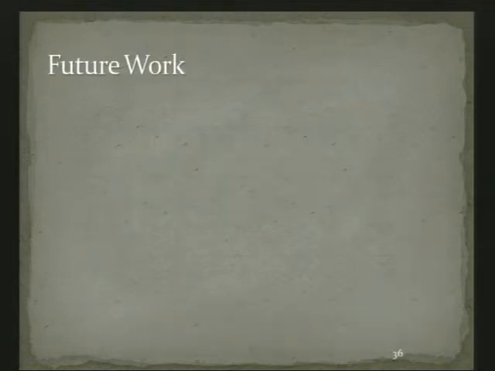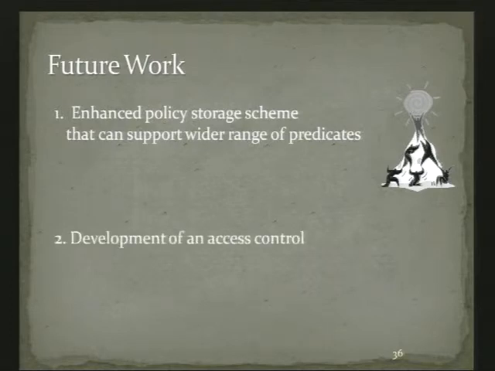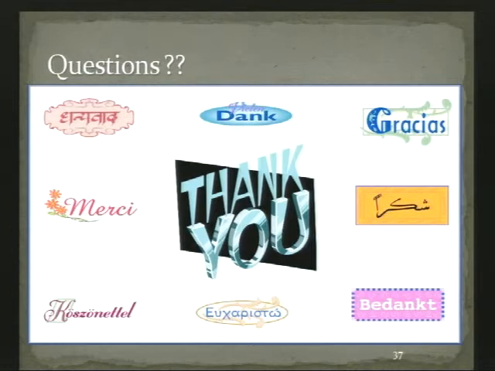Okay, so lots of future work in this direction. The policy storage scheme that I did not describe: right now we can only support equality and non-equality predicates. For supporting a wider range of predicates, we need to come up with a better scheme. And as I said, you can develop a formal access control model based on the notion of privileges, which is again a work in progress right now. I guess that's all I have to say. Questions?